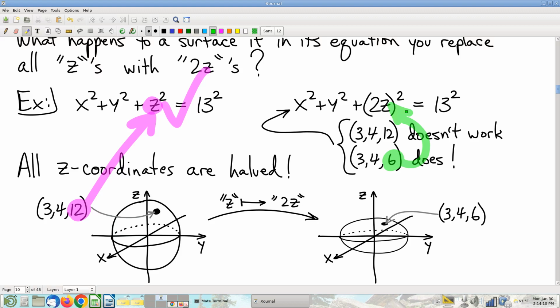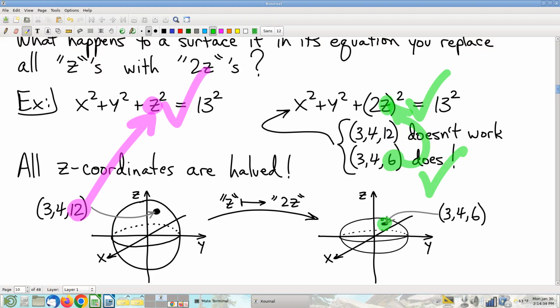for z? If I put a 6 in there, well, 6 is going to take that extra multiplication by 2 and turn into 12, which gets squared just like this 12 got squared, and everything works. So this point does work. 3, 4, 6.